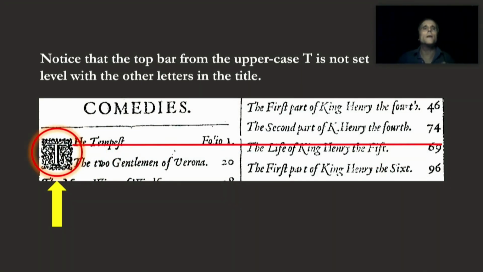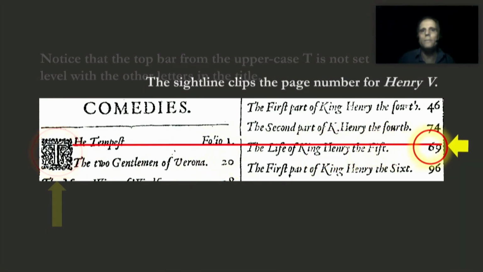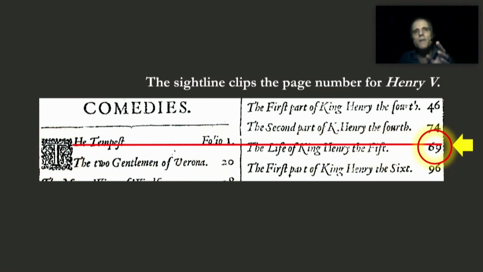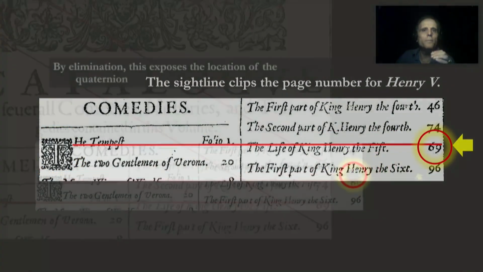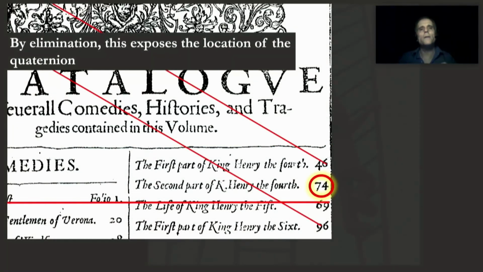I chose the decorative initial for the following reason. Notice that the top bar from the letter is not set level with the tops of the other letters in the title. It is set level to the bottom of the line of text, drawing attention to itself. The sightline clips the page number for Henry V. By elimination, this exposes the location of the quaternion.